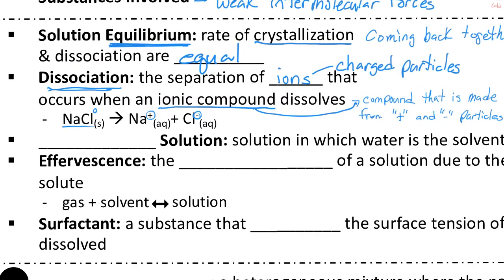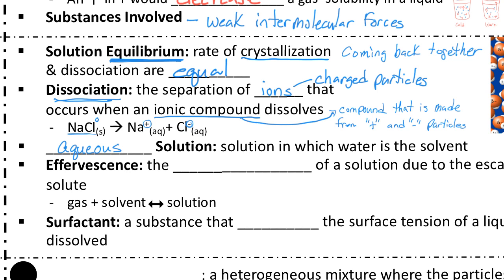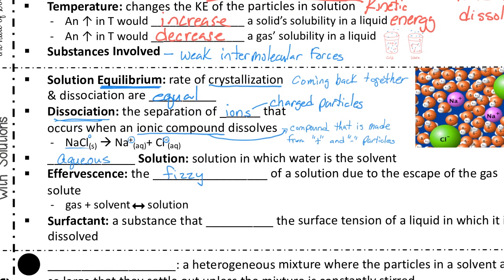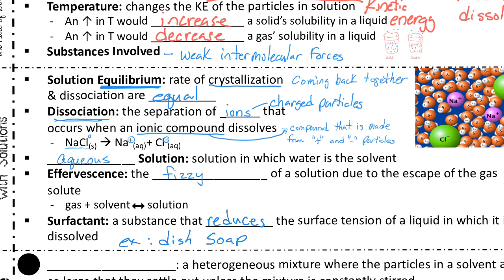An aqueous solution is a solution where water is the solvent. Effervescence just means that it is fizzy due to the escape of gases. A surfactant is a substance that reduces the surface tension of a liquid. An example of this would be dish soap. That will reduce the surface tension of water and the other molecules that are in there, and so it'll break up oils.